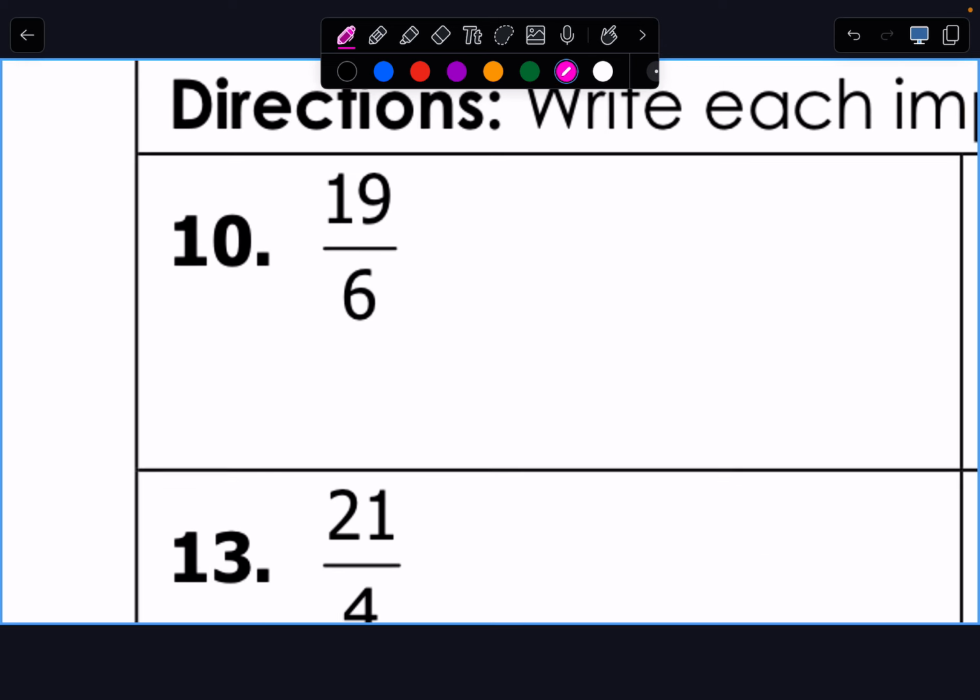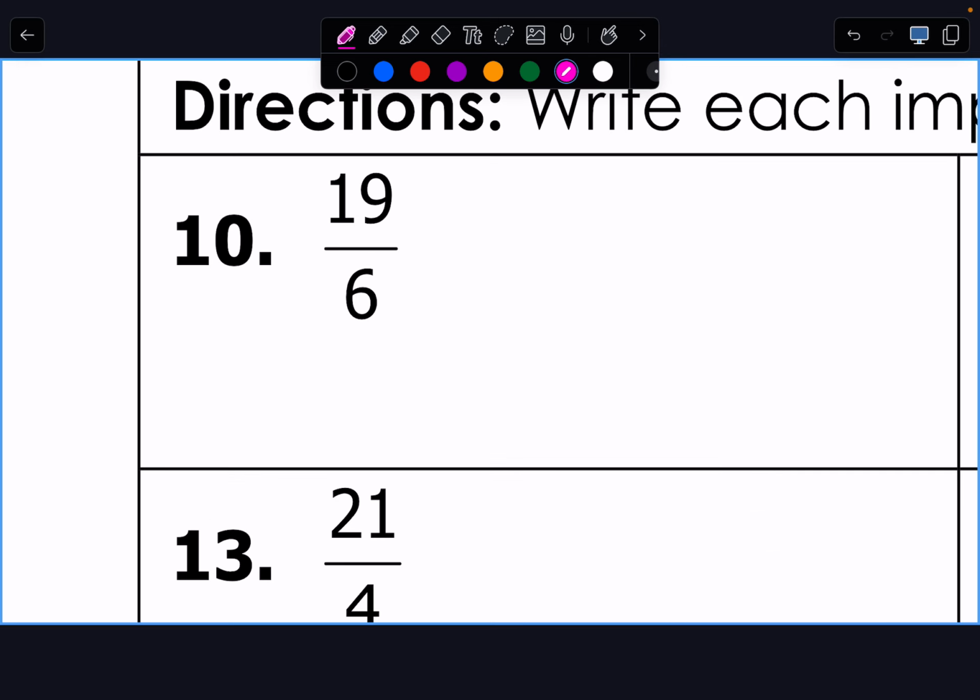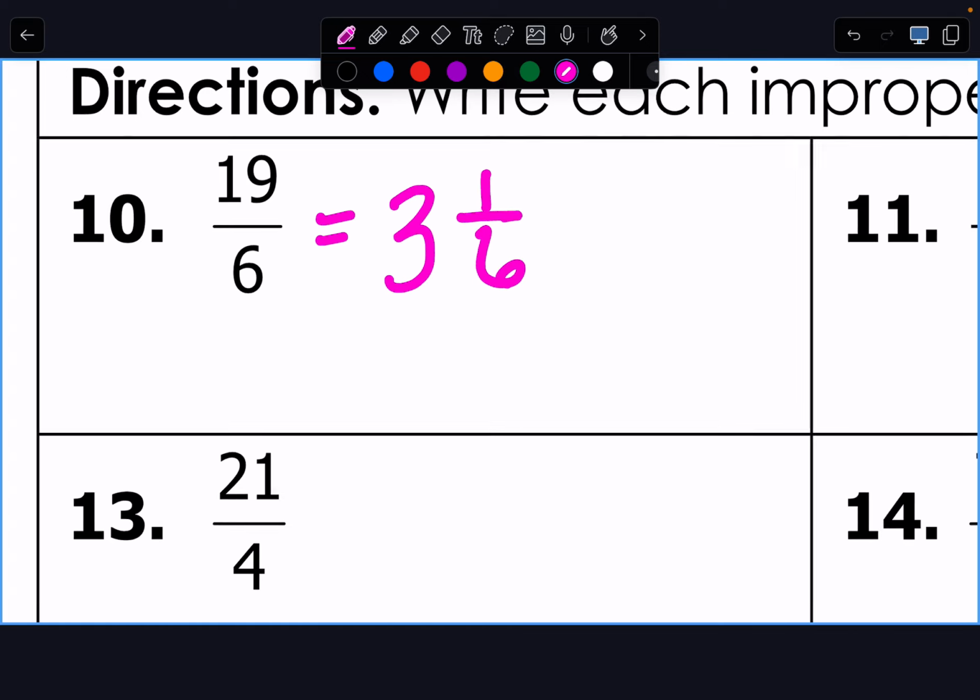So let's talk about 19 over 6. How many times does 6 go into 19? 2 times. What is 6 times 2? 12. Okay, so let's try that again. How many times can 6 go into 19? 3. What's 6 times 3? 18. So how many are left? There's 1 left. Okay? So our answer is 3 1/6.